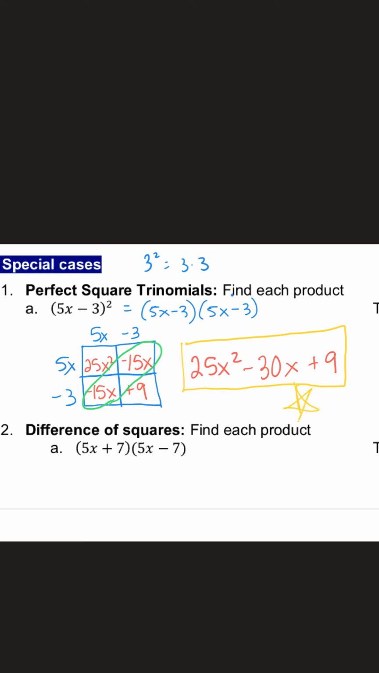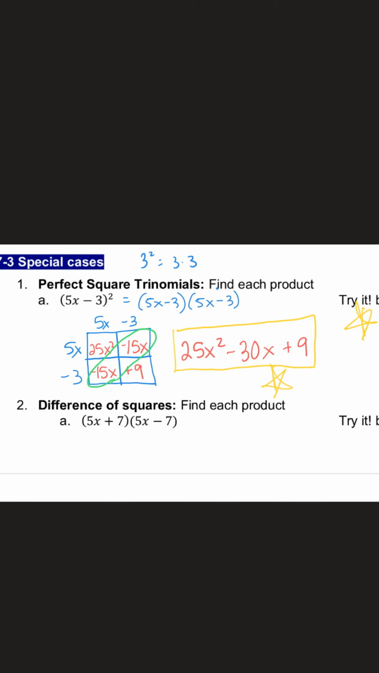Now go ahead and try it. And then I'll see you back to talk about difference of squares.